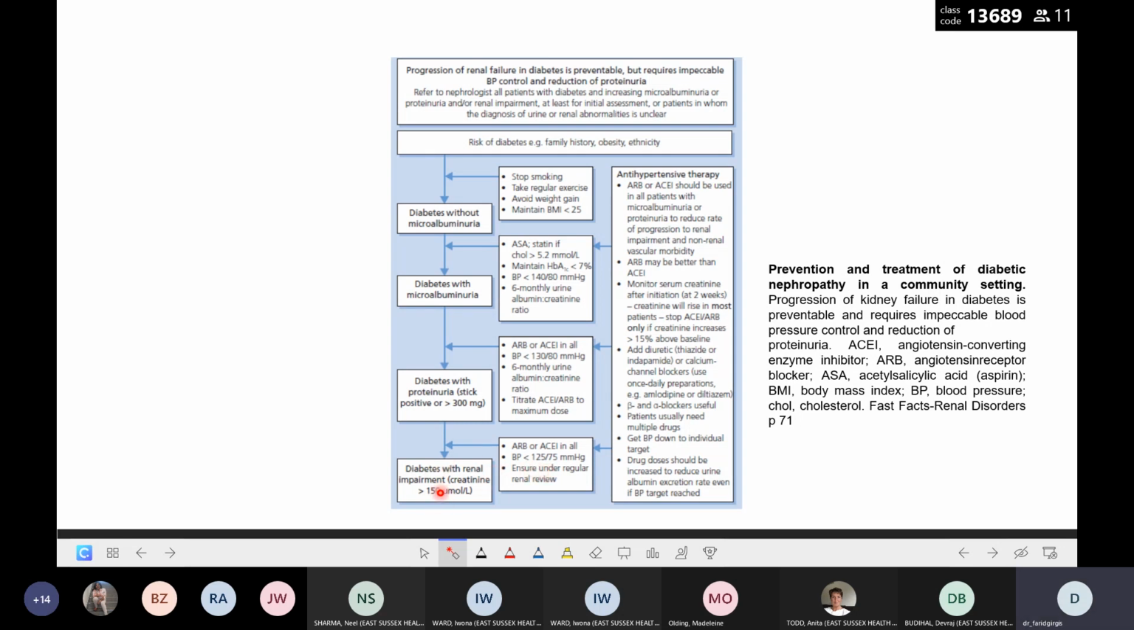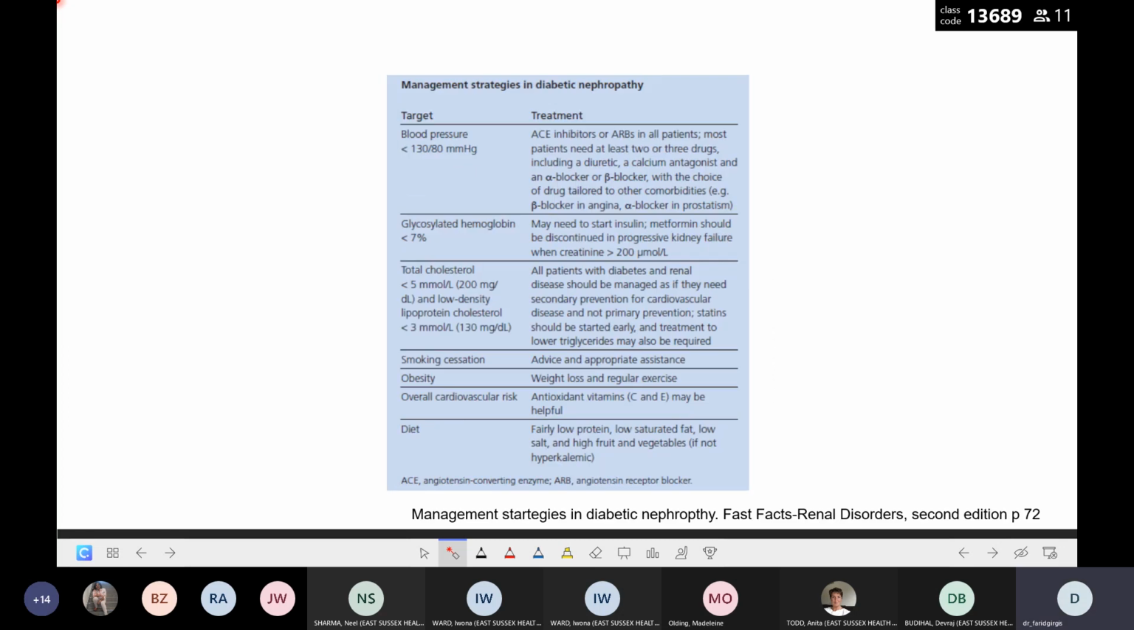And then we go into the next stage when the patient starts to have declining GFR. So the management strategies: blood pressure less than 130 over 80, and we mentioned ACE inhibitors or ARBs. But of course, if a patient has problems with both groups, we don't use them. Glycosylated hemoglobin less than 7%, which is 52 millimole per mole. Okay. Total cholesterol less than 5 millimole per liter. Smoking cessation, obesity, overall cardiovascular risk management, and diet control.